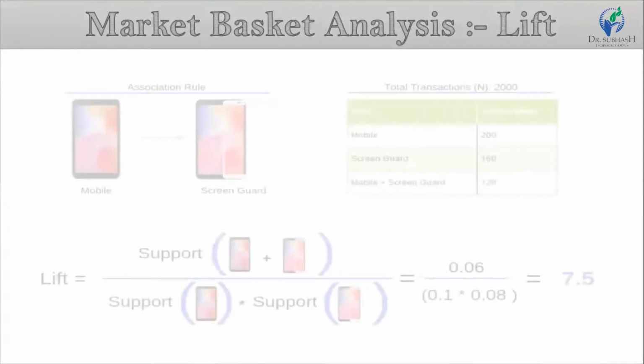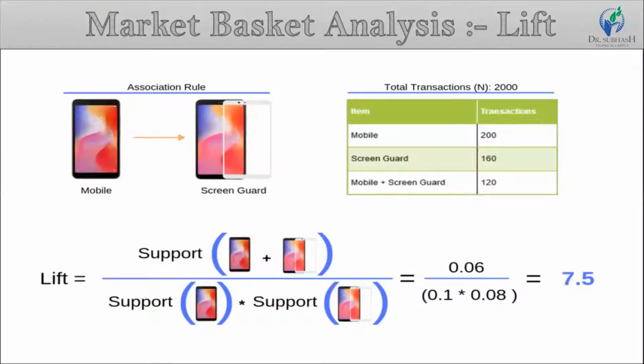Now to find the lift, first we have to find the support of the mobile phone and screen guard, which we already found: that support is 0.06. Now we have to find the support of mobile. For that, we find how many times a mobile phone transaction occurs in the example. We know a mobile phone transaction occurs 200 times. That is divided by the total transactions. Total transactions is 2000. So the answer is 0.1.